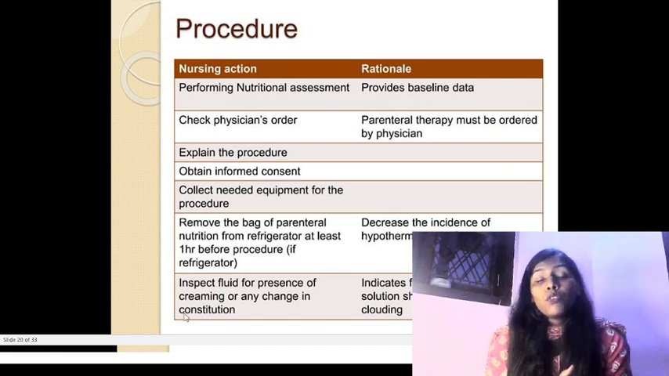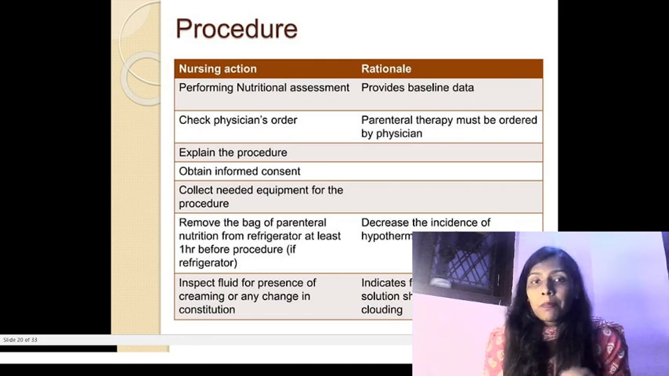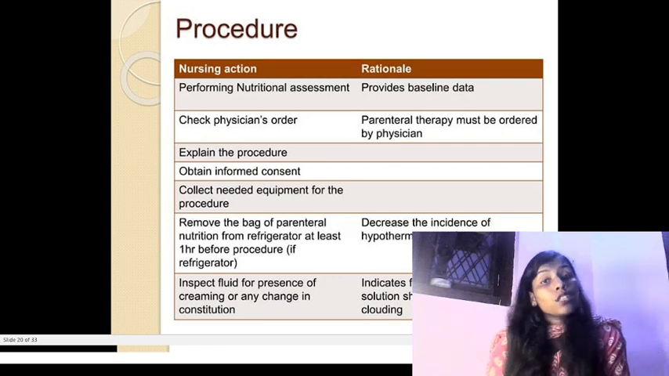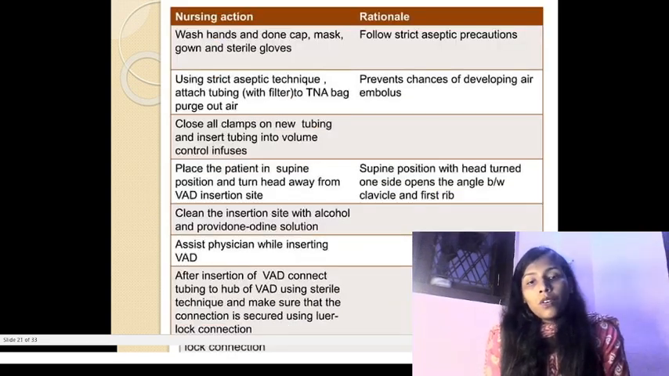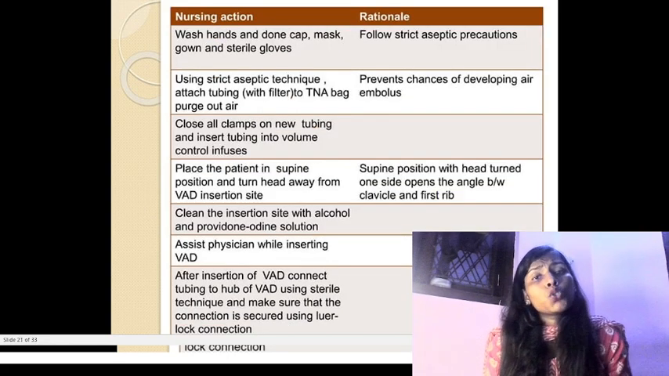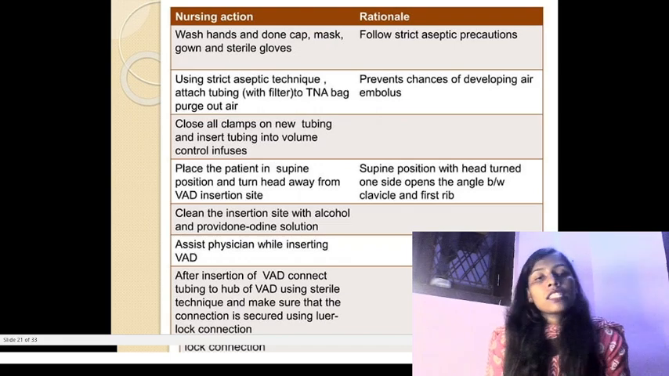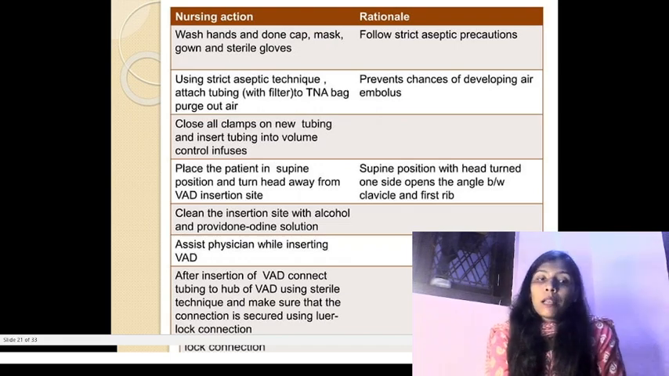We have to inspect the fluid, very important. After mixing the TPN, it should not be cloudy in nature. If it is cloudy, there is a chance of infection to the patient. Okay, and the sites should be very clean. Wash your hands. You should have a mask, everything sterile, gloves. It should be a very sterile procedure.